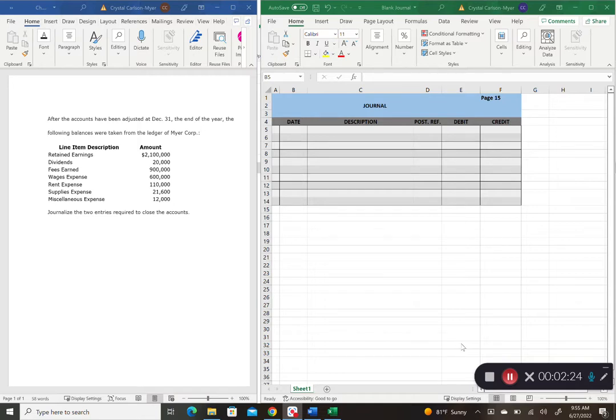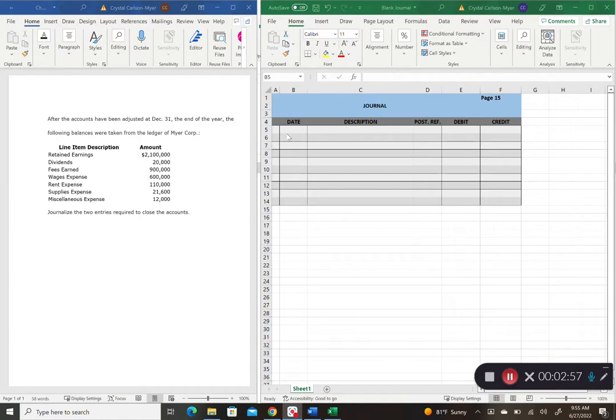Let's go ahead and go through this particular problem. We want to journalize the two entries required to close out these particular accounts. To close out an account, you want to zero it out. A revenue account, like our fees earned account, has a typical credit balance because that's the positive side of that account. To close it out, I would debit it for the full amount just to make sure that account zeroes out. Our first closing entry is typically to close out your revenues and expenses.